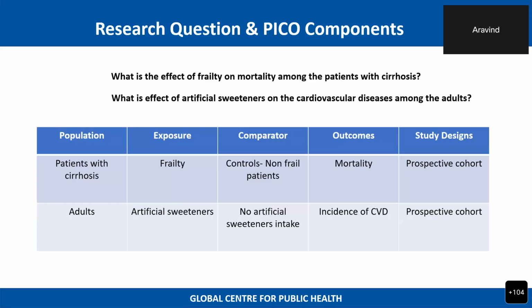Now the comparator group. So the ones who did not use any artificial sweeteners, that population will become your comparator group. Then outcomes is basically incidence of CVD, cardiovascular diseases. So this is how you will frame your PICO statement for observational analytical studies.